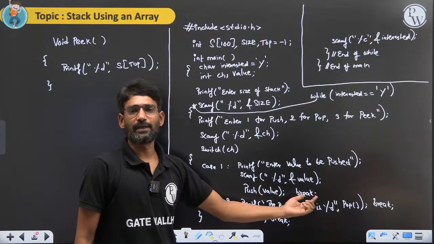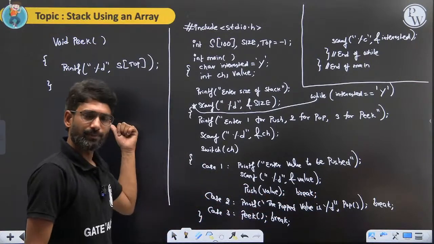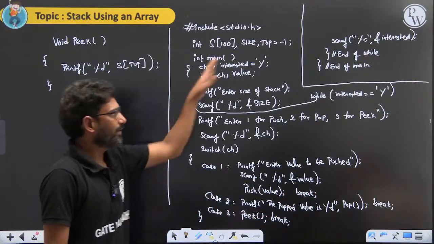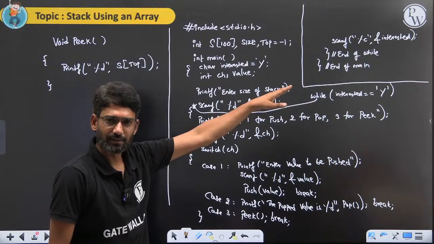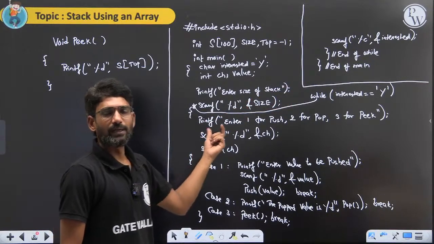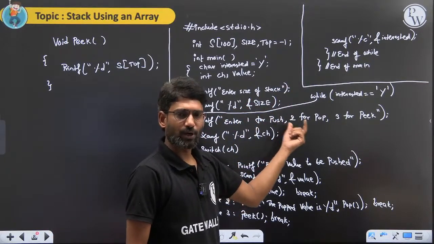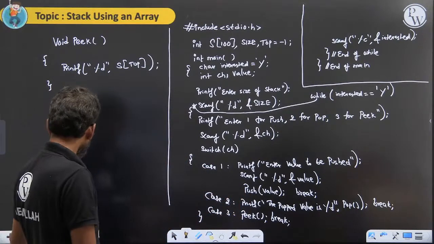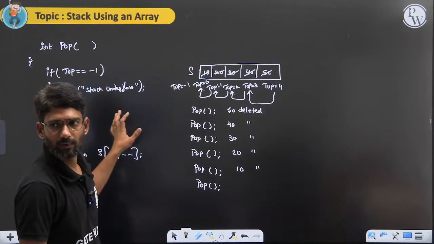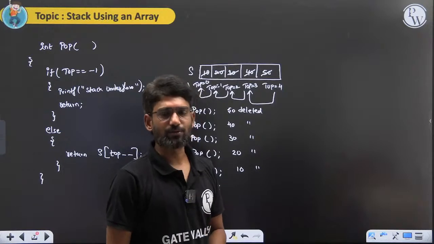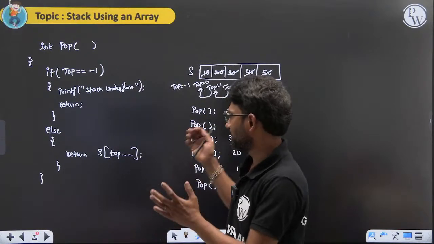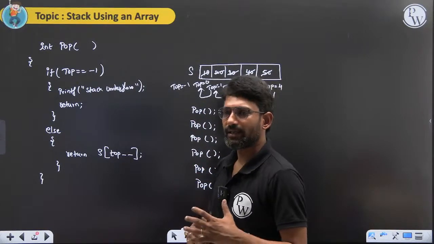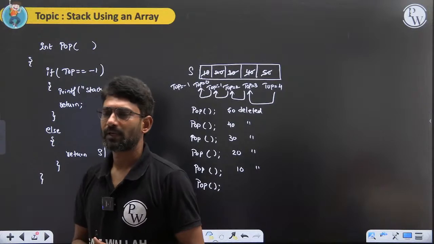Let's say again I entered 1. Now the value entered is 20. Push. Again you entered Y, interested. Now you entered 2. The choice is 2. Pop function will be called. So you people understood how I have implemented the complete program using an array? Hello?